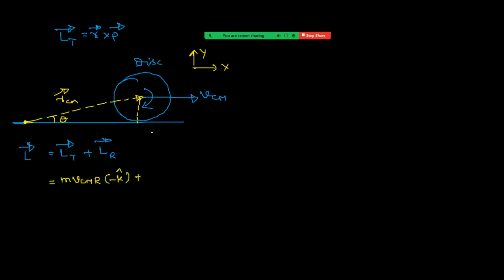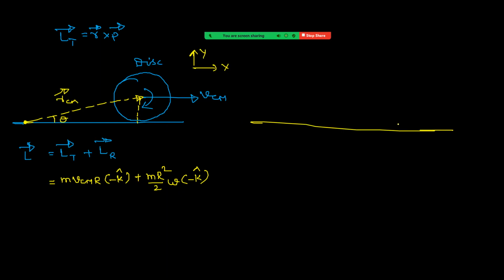Because of rotation, it is again curl fingers, okay? It is now clockwise, curling fingers. Means it is now into the board, minus k cap. So I omega, I value about the center of mass, about its own axis. It is mr square by 2 into omega minus k cap, right?